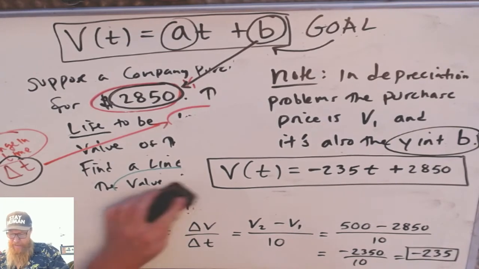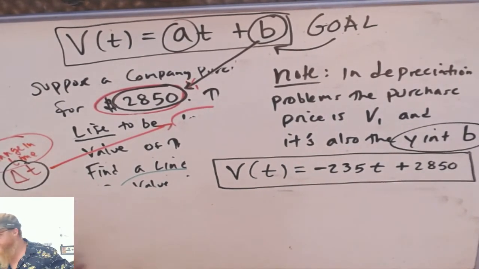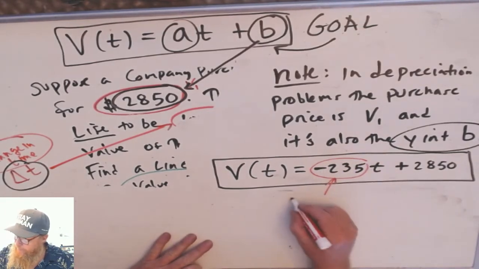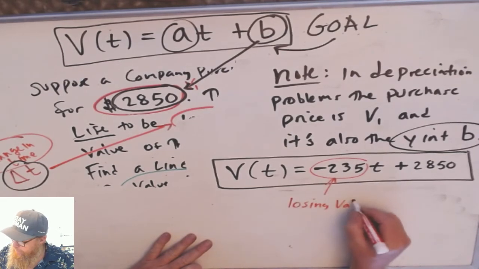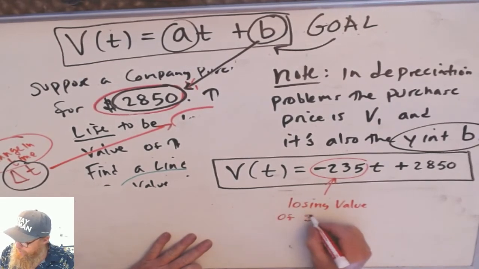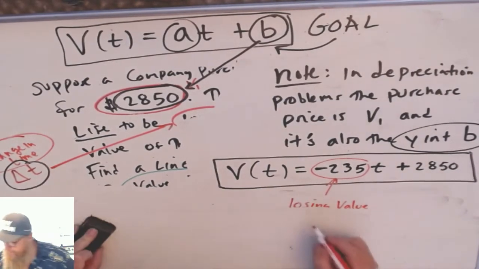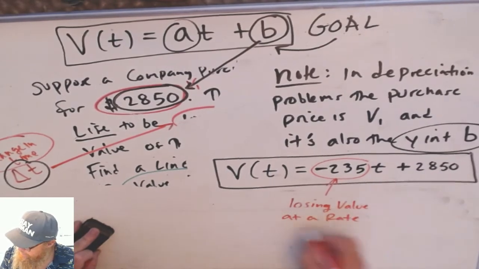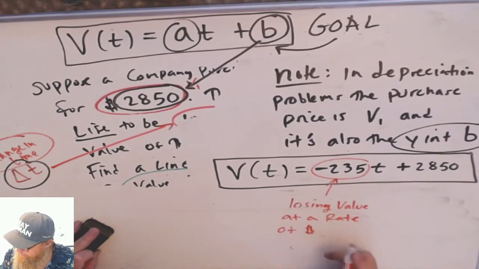Okay. So that is depreciation. Let me just, before I continue on, explain what this means. Depreciation is negative, and it means it's losing value at a rate of $235 per year.